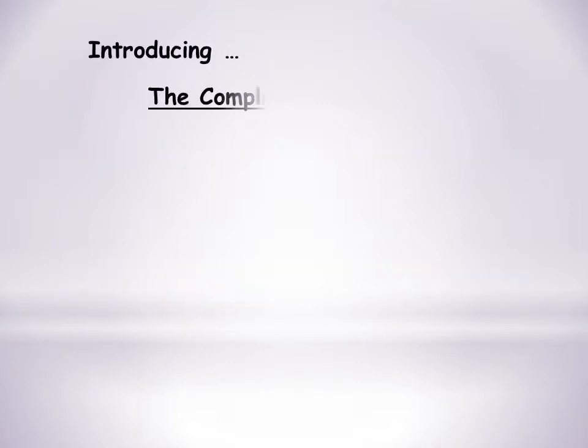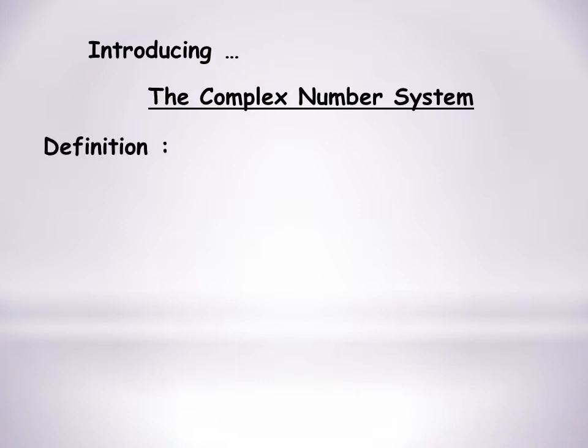All right, today we're going to talk about the complex number system. So the definition is that i equals the square root of -1. You learned in Algebra 1 that you cannot take the square root of negative numbers, but now we are going to define i as the square root of -1.